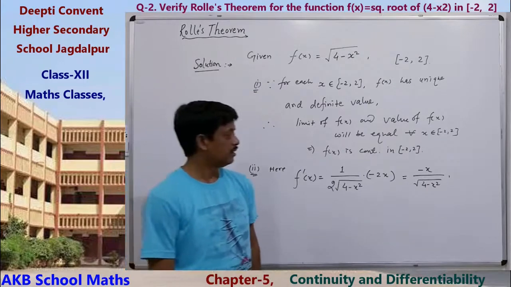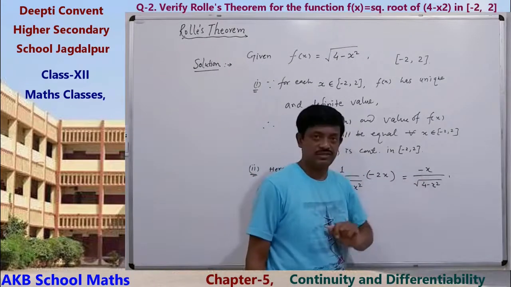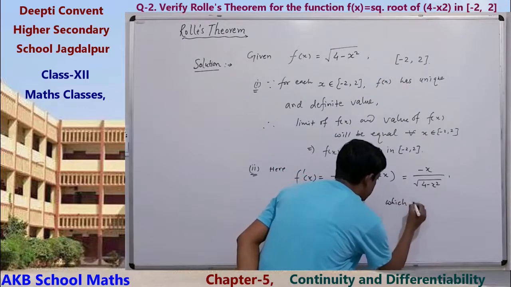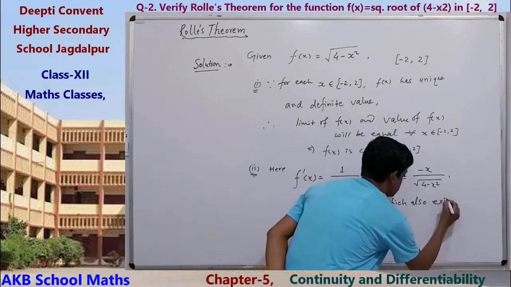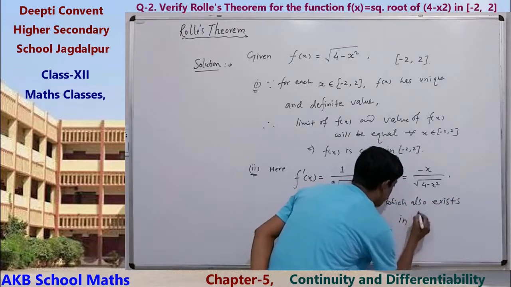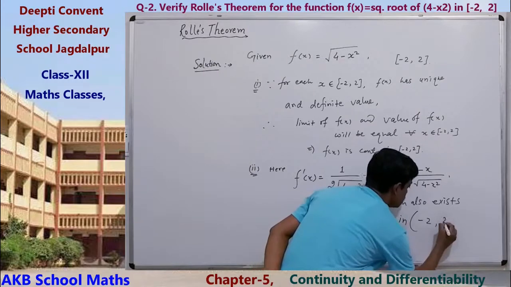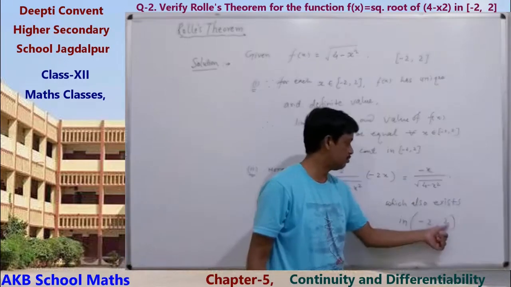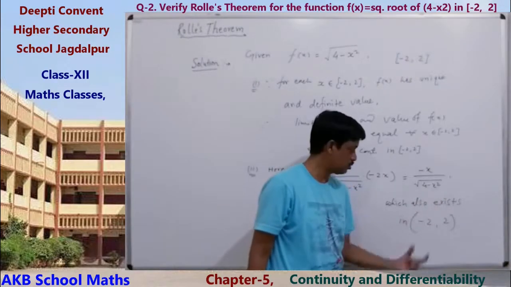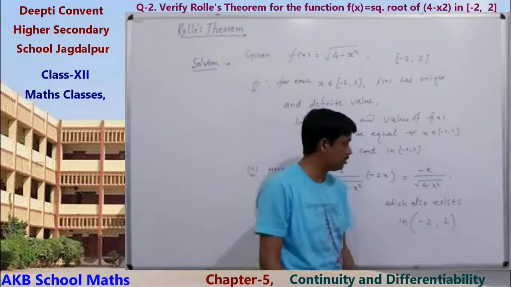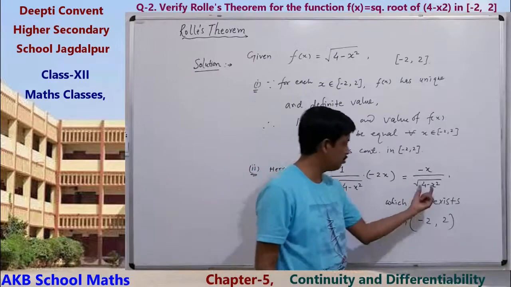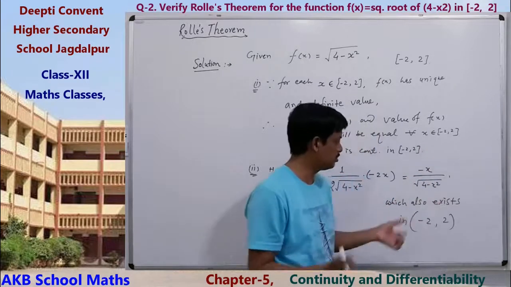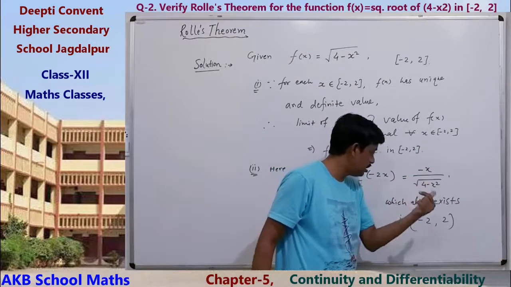Clear? Which also exists in the open interval minus 2 to plus 2. Here 2 and minus 2 are not included, because at minus 2 and plus 2 the denominator will become 0. So these are not included, but for values in between this exists, because here there will be some definite value, x is also a definite value, so definite by definite gives some value. So this exists in the open interval.